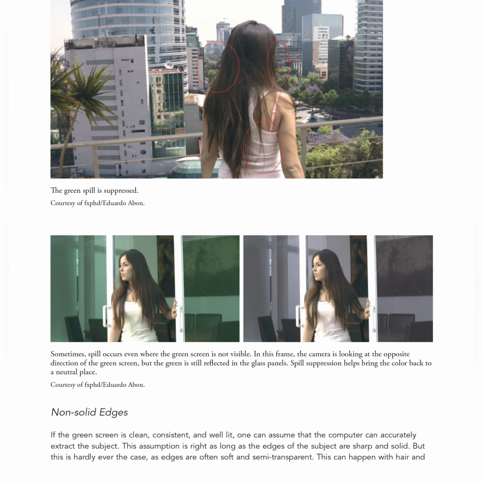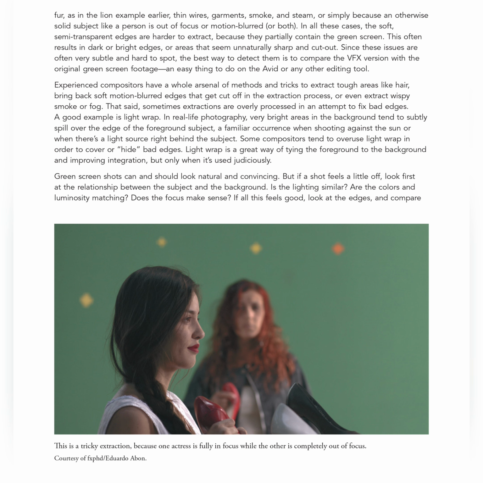Non-solid edges. If the green screen is clean, consistent, and well lit, one can assume that the computer can accurately extract the subject. This assumption is right as long as the edges of the subject are sharp and solid. But this is hardly ever the case, as edges are often soft and semi-transparent. This can happen with hair and fur, as in the lion example earlier, thin wires, garments, smoke, and steam, or simply because an otherwise solid subject like a person is out of focus or motion blurred, or both. In all these cases, the soft, semi-transparent edges are harder to extract, because they partially contain the green screen. This often results in dark or bright edges, or areas that seem unnaturally sharp and cut out.